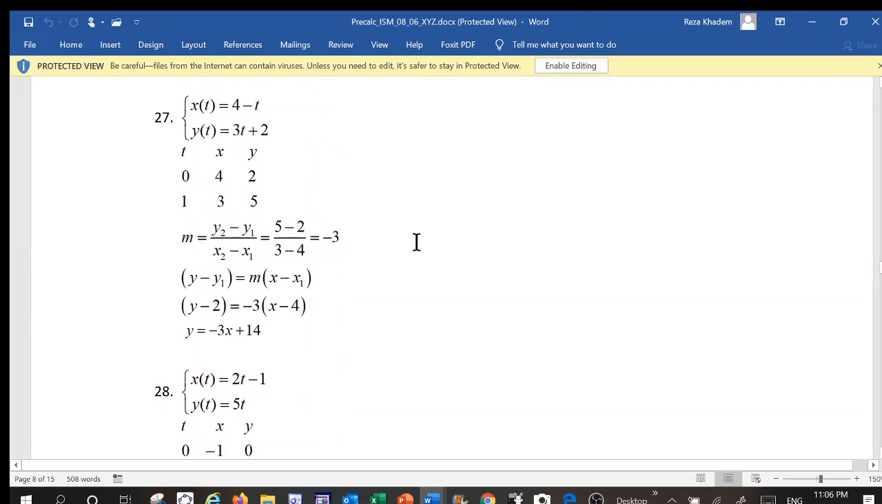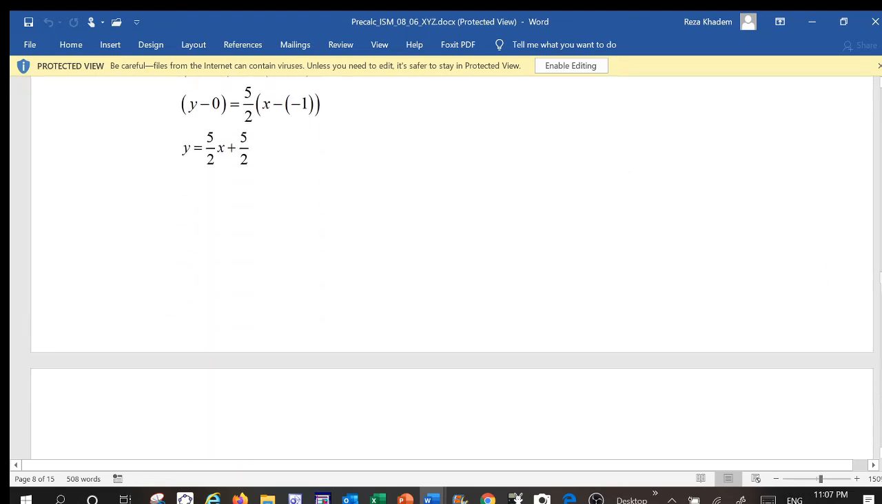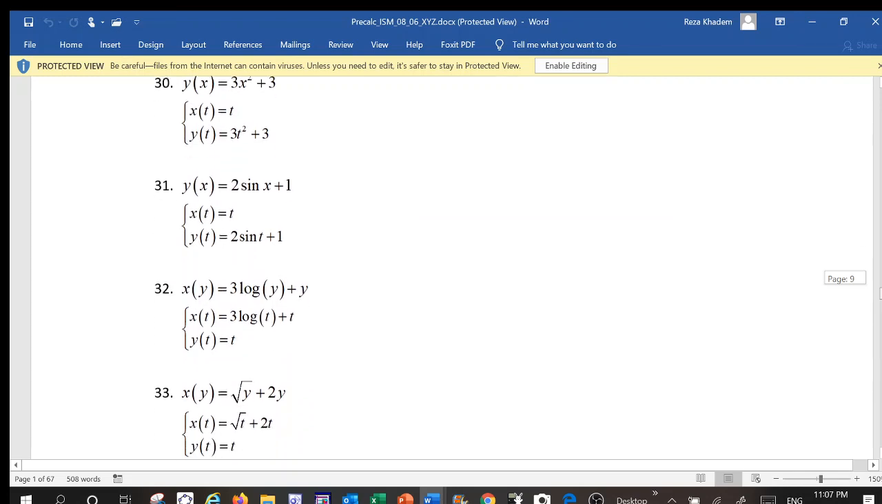Let's look at this one. So you see, these are linear paths. So when t equals 0, x is 4 and y is 2. And when t equals 1, x is 3 and y is 3 times 1 plus 2, which is 5. Okay, so we have 2 points, (4, 2) and (3, 5), and we can write an equation for it. y minus y1 equals m times x minus x1. And you can pick one of these points to be your x1, y1. So that doesn't seem to be very difficult.